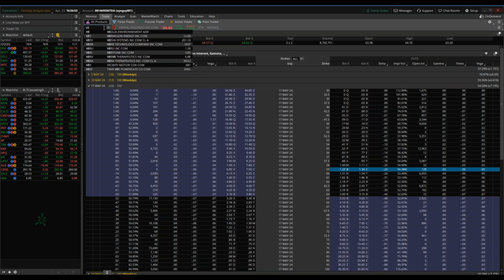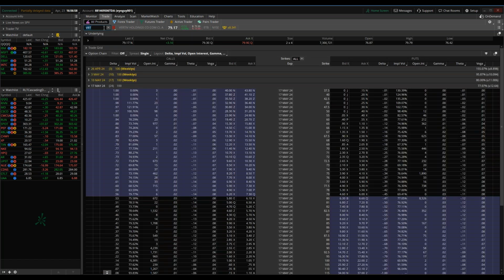It's VRT. I think we're going to get a very high implied volatility here. Now, this is high. Now we're looking at 79%, 80%. Before we were looking at 30%.